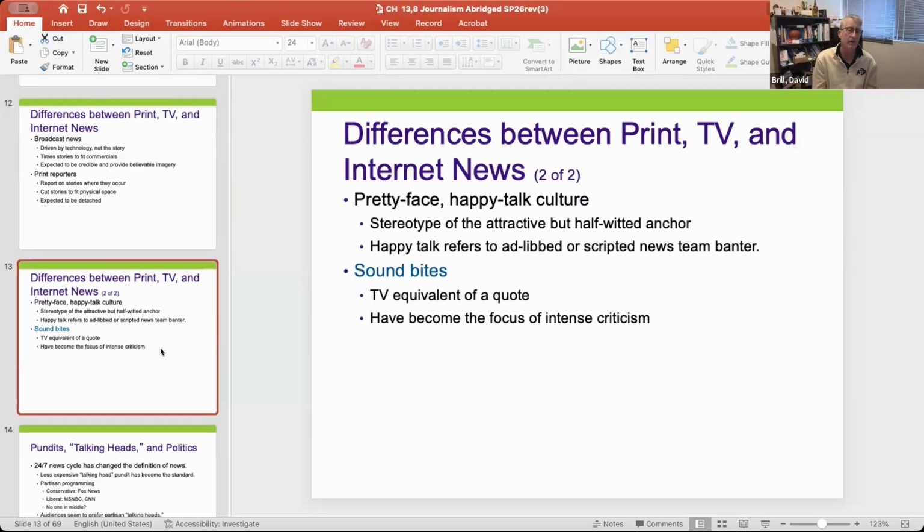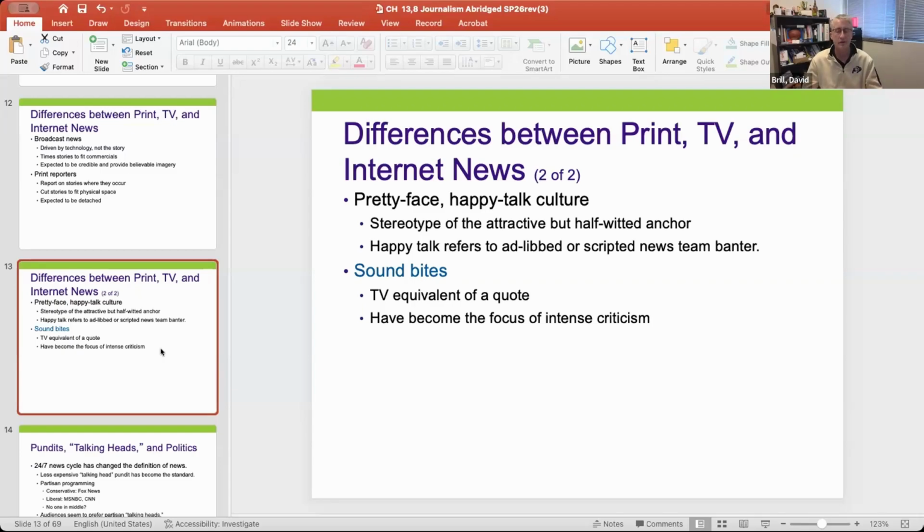Also, when it comes to broadcast, we have a pretty face, happy talk culture, right? The idea of the anchor sitting there at the desk, like Ron Burgundy. We do get somewhat of a stereotype of that, of the attractive but half-witted anchor, whether male or female. You see happy talk, or ad-libbed or scripted news team banter, where they're going into a story or coming out of a story, sitting on what's called a two-shot, and they bullshit, pardon my French, for 10, 15, 20 seconds. That banter is something I think people think of when they think of broadcast news anchors.